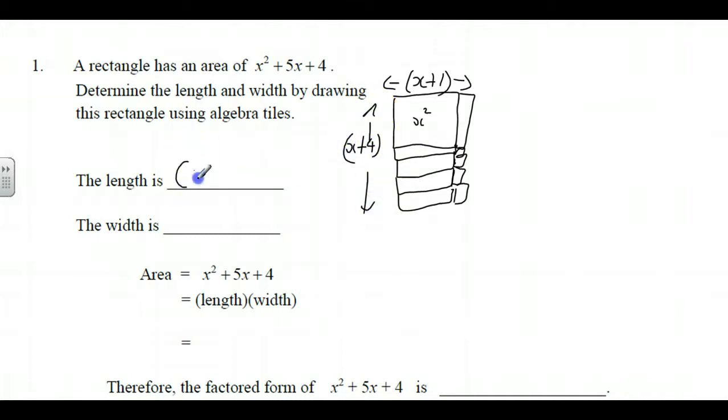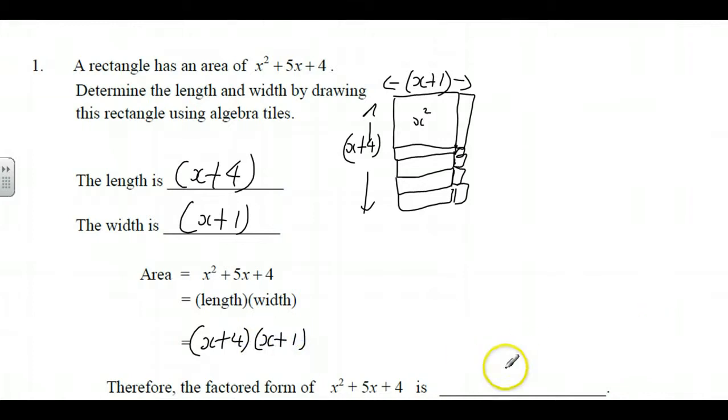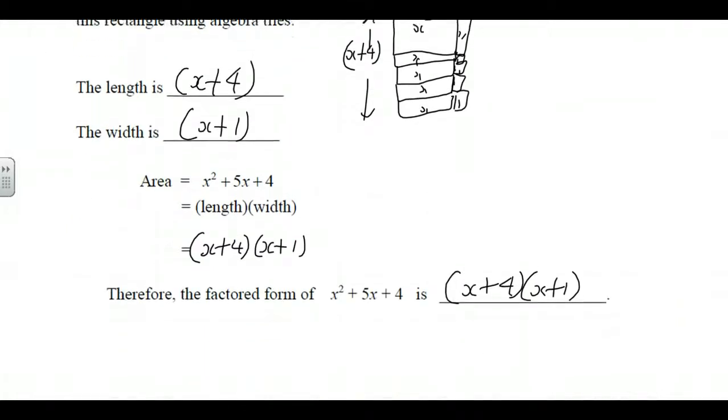So I'll go with the larger one as the length, x plus 4, and the width is x plus 1, and the area is length times width, which is x plus 4 times x plus 1, and therefore the factored form is length times width. Remember, the area model is just looking at the area and counting, right, and these are x's, we have x squared plus 5x, and these guys are 1s, plus 4, which is what I want, and the length and the width, their product, that's the factored form, x plus 4 times x plus 1.